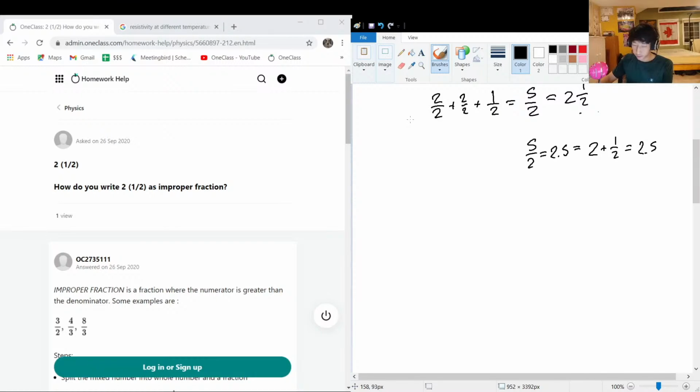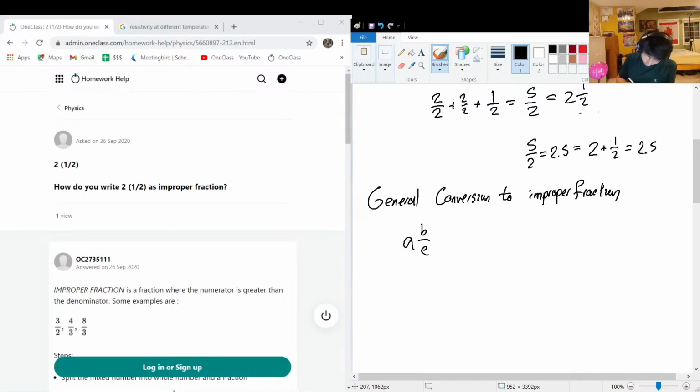But in general, let's say we have a general conversion to improper fraction. Not fraction, not faction, fraction. So suppose we have a and then b over c. This is going to be equal to a times c plus b over c.